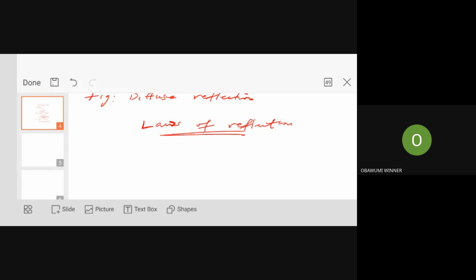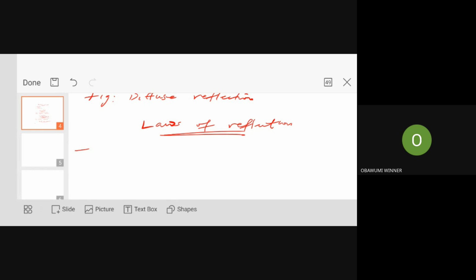What are the laws of reflection? The first one says, I'll just be speaking, maybe you can write or just listen. The laws of reflection say that the incident ray, the reflected ray, and the normal ray at the point of incidence all lie on the same plane. I repeat that. The incident ray, the reflected ray, and the normal ray at the point of incidence all lie on the same plane. Now, that's the first law.